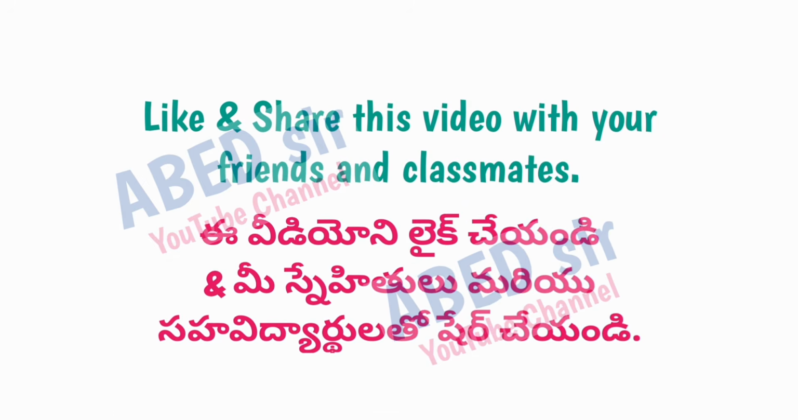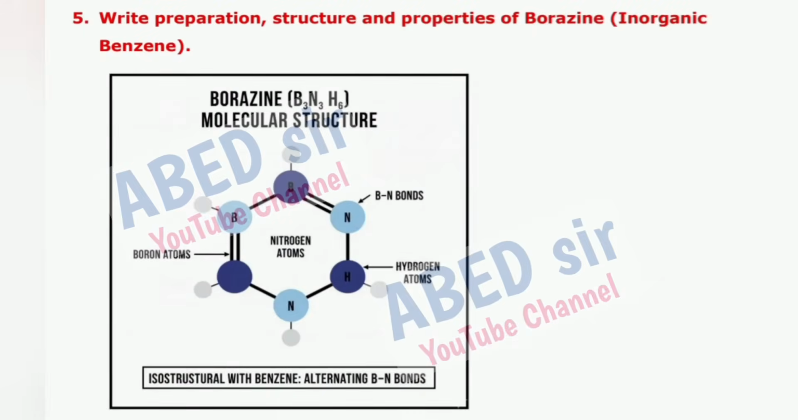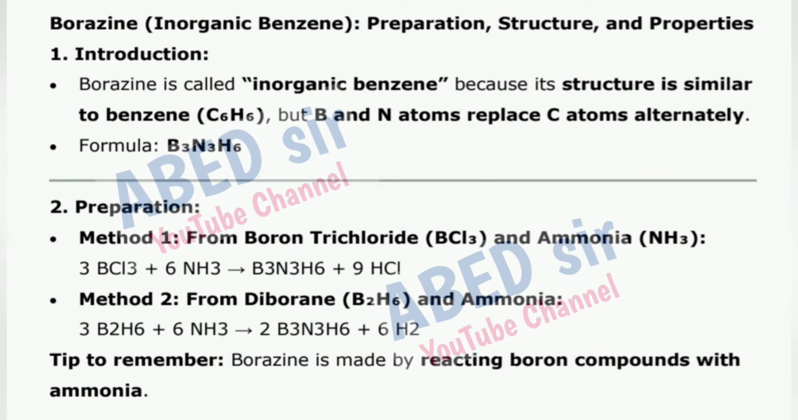Next important long question is 5. Write the preparation, structure and properties of borazine, inorganic benzene. Borazine, inorganic benzene: preparation, structure and properties. 1. Introduction. Borazine is called inorganic benzene because its structure is similar to benzene, C6H6, but B and N atoms replace C atoms alternately. Formula: B3N3H6.